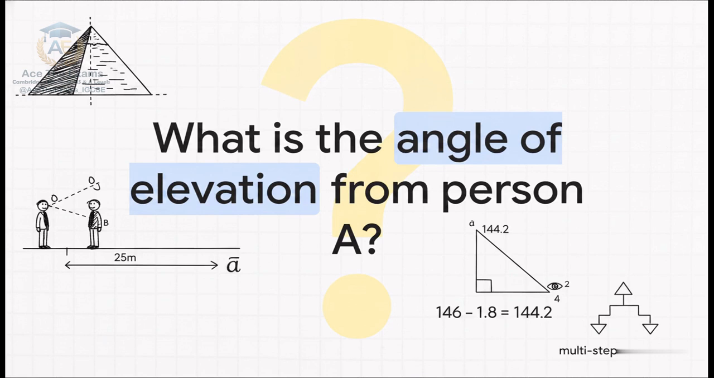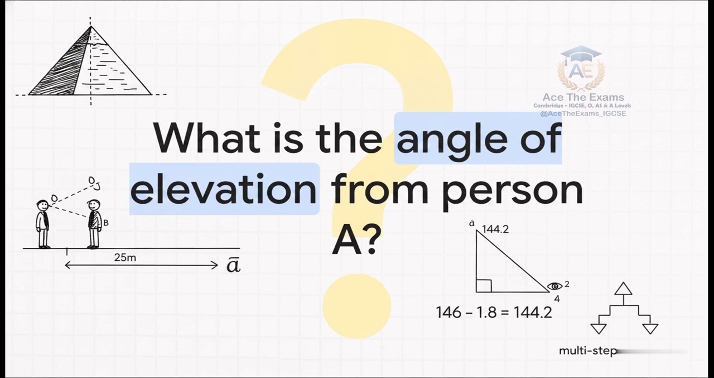So, your vertical height for your mathematical triangle isn't 146 meters. You literally have to subtract the observer. It's 146 minus 1.8, giving you an adjusted height of 144.2 meters. If you miss that, every single subsequent calculation is dead wrong.